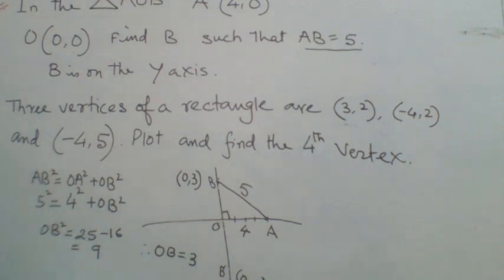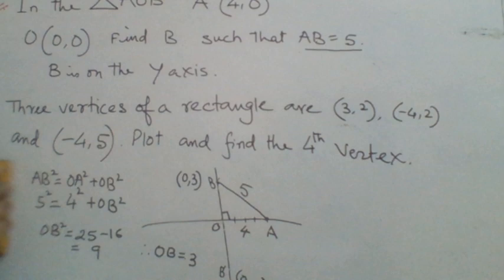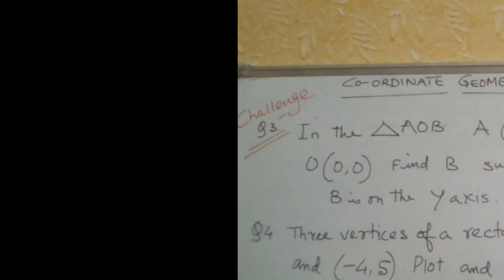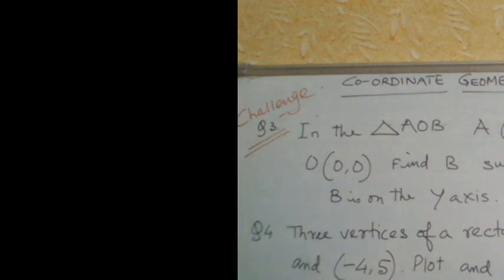Okay, so now let us see the fourth question. Three vertices of a rectangle are 3 comma 2, minus 4 comma 2. This we will do on the graph.